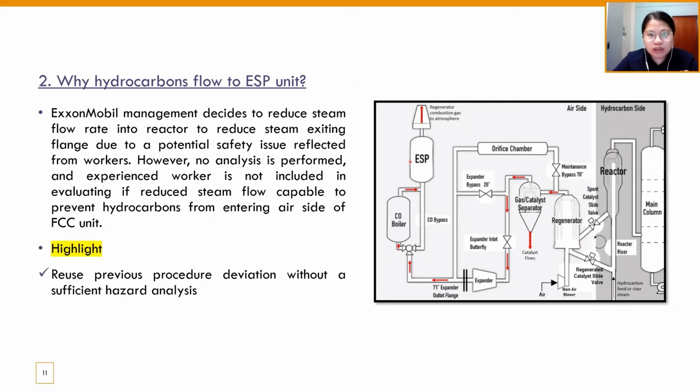the ESP unit. Besides the erupted valve, the main reason behind the backflow of hydrocarbon is insufficient reactor pressure. ExxonMobil management decided to reuse the previous procedure deviation in order to reduce the steam flow rate, which will lower the pressure in the reactor. And they did this without consulting experienced workers or performing any detailed analysis.